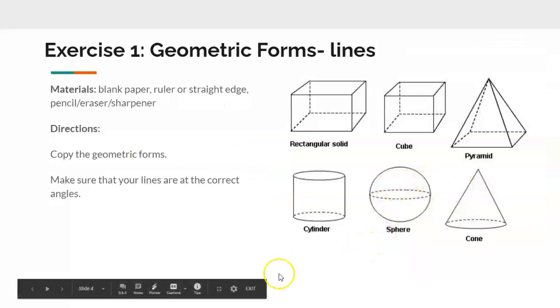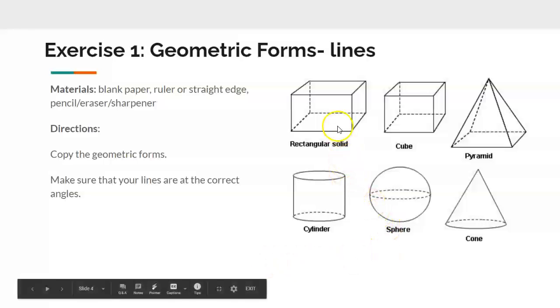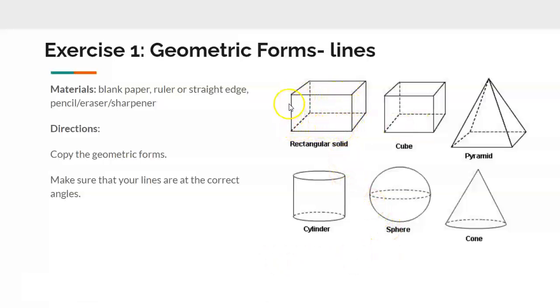So the very first thing you need to do today is exercise 1, geometric forms with lines. So you need blank paper, a ruler or straight edge, a pencil, eraser, or sharpener. And all you need to do is copy the geometric forms on the right. Make sure your lines are at the correct angles. So remember to slant your pencil and carry it to the angles. The rectangular solid and the cube, you both start by drawing that first face, and then you draw the next one a little behind it, and then connect the lines. These lines should be parallel.